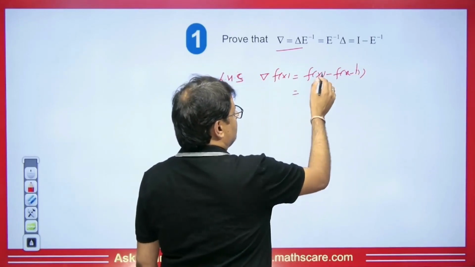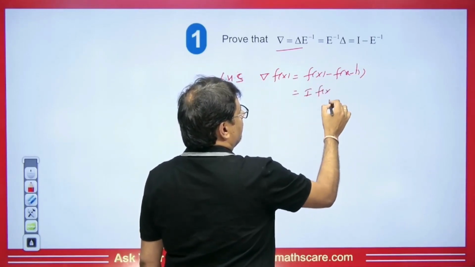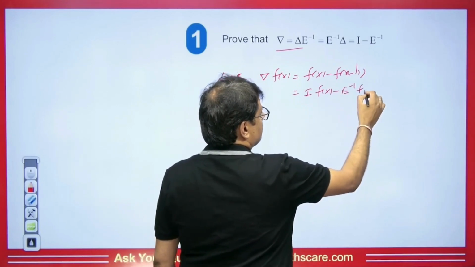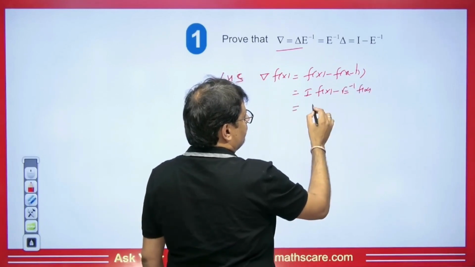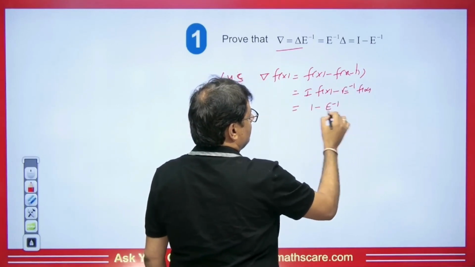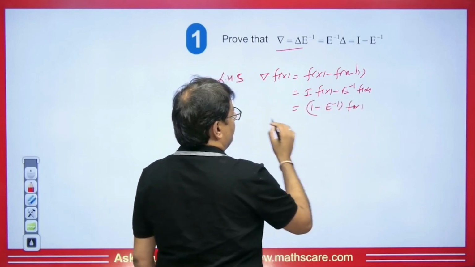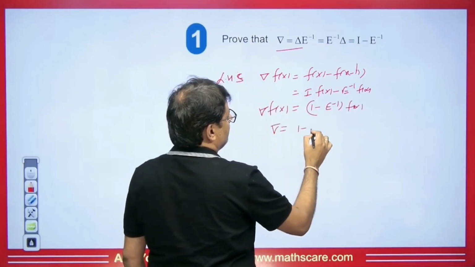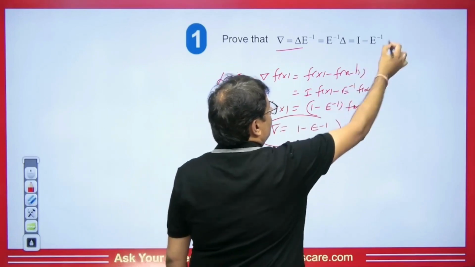We know that here, if we talk about this, it's a kind of identity operator for us. If this is minus, then we can write it as E inverse of f(x), right? From here, the value that we will have is (1 − E inverse) into f(x). So this is coming as nabla of f(x), and we know that nabla is equal to 1 minus E inverse. So what happened? Here we have proved it.